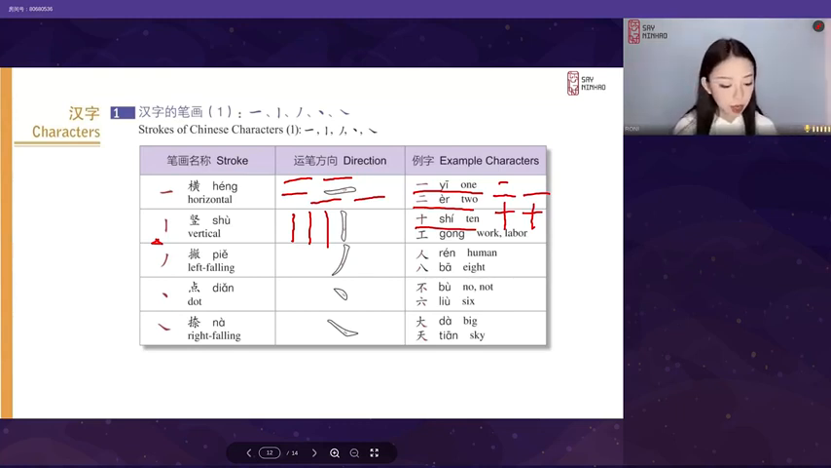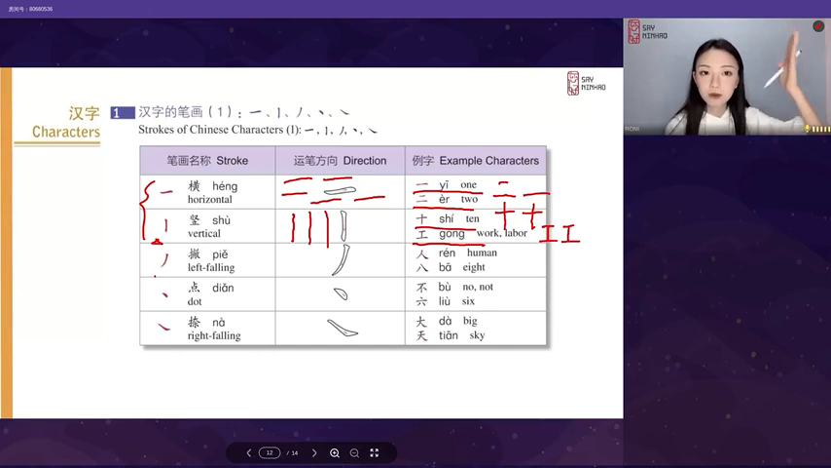And the next example is 工. Gōng, which means work, labor. It is combined by two horizontals and a short vertical: a short horizontal, a short vertical, and a little bit longer horizontal. This is gōng. Horizontal and vertical, really easy. Now let's move on to the next one.